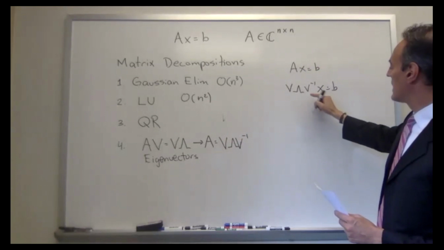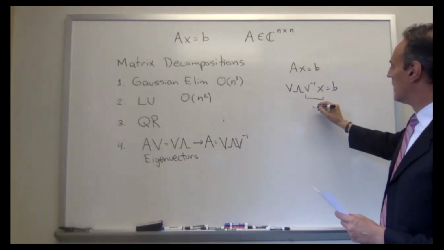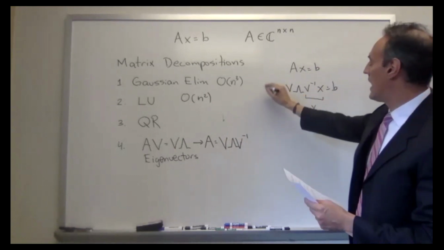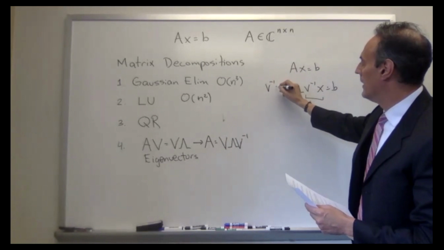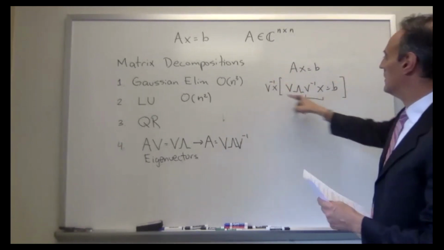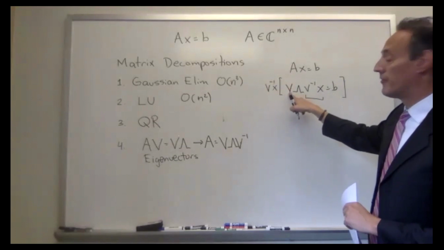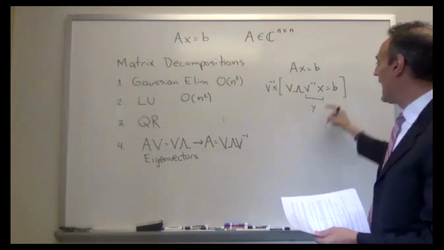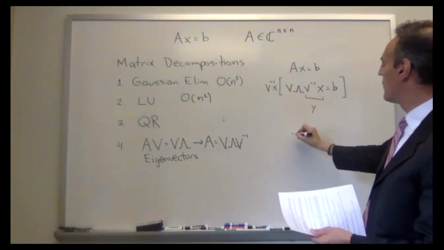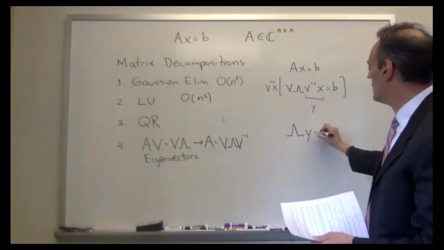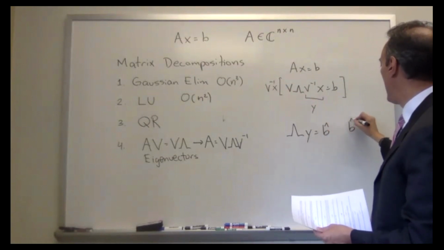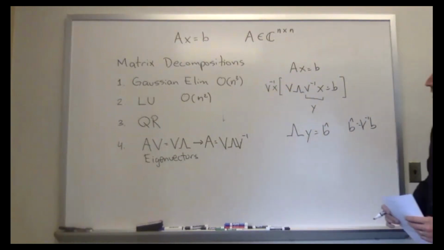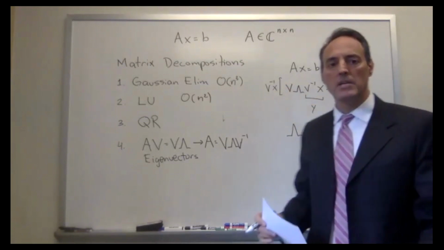And so what you could say is, hey, how about if I call this thing here y? And what you could do is multiply both sides by V inverse. So V inverse V is the identity, and then you get V inverse B. Let's call that B hat, where this B hat is V inverse B.